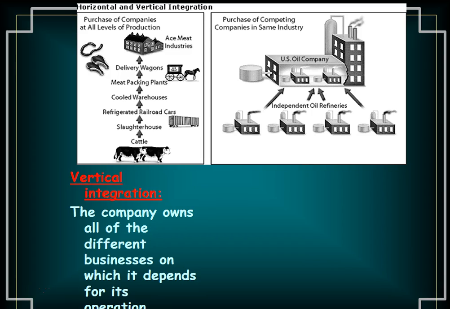So if this is a cattle industry, the very first thing you need to look at is the cattle, right? That's kind of the backbone or the foundation of their business. Well, in vertical integration, if the company owns all of the different businesses which it depends on for its operation, just go up the ladder. Okay, the next thing is the slaughterhouse, where the cattle are slaughtered, where the company owns the slaughterhouse. Then the refrigerated cars, they own that. Then the cooled warehouses, they also own that. The meat packing plants, the delivery wagons, all the way up to the meat industry.